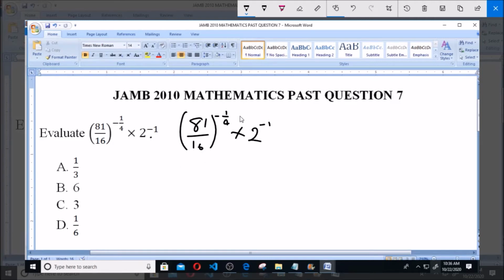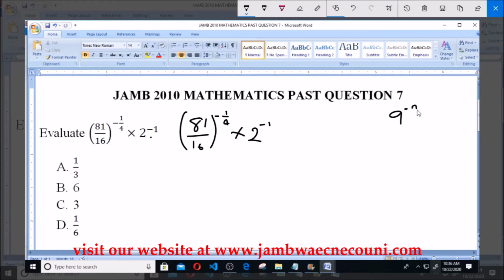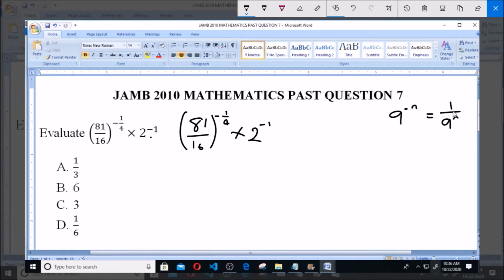Now looking at this from indices, when you have a negative power, it simply means what? From indices we have that a raised to the power of minus n is equal to 1 all over a raised to the power of n. This is the law in indices. So this negative power simply means 1 over. So we can say this is 1 all over 81 over 16 raised to the power of 1 over 4, then multiply by 1 over 2.